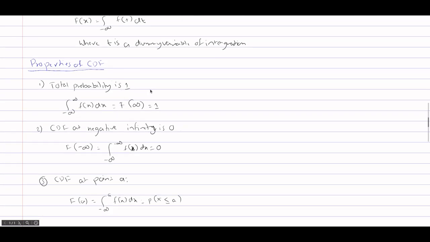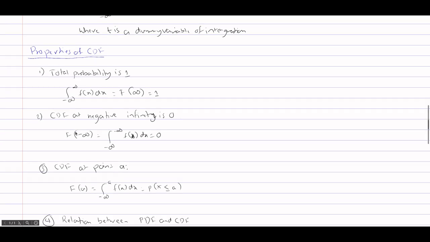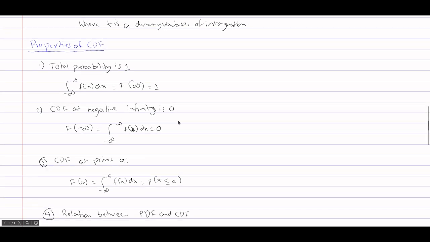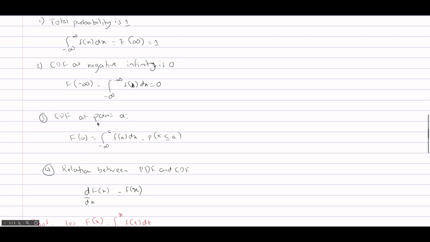The first property is that the total probability is 1. This means the total probability that the random variable X lies anywhere on the number line is exactly 1. Think of it as the entire area under the PDF curve. It has to add up to 100%. The second property is that the CDF at negative infinity is 0. This one is pretty intuitive. There's 0 probability that X is less than negative infinity because, well, nothing exists before that particular point. The third property is the CDF at a point a. This is the very definition of the CDF. It gives you the probability that the random variable X is less than or equal to a specific value a.